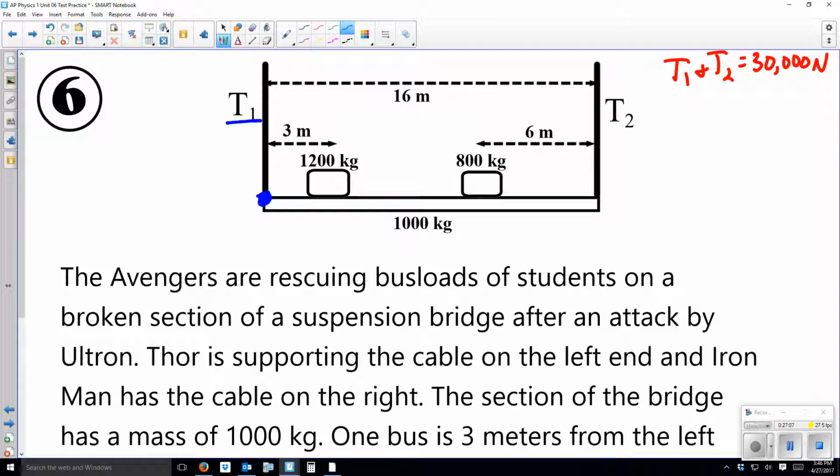I don't want it there, to be perfectly honest. I want a net torque of 0 if this is the case. So that means that any torque that is clockwise has to be balanced by this other torque that is counterclockwise.